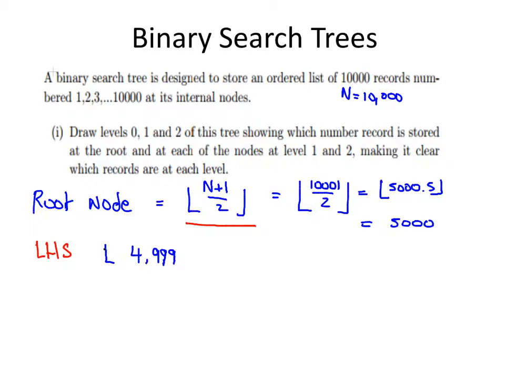So the 5,001 is not part of the left hand side subtree, and the other 5,000 are in the right hand side. In this case the floor function is 4,999 plus 1 all over 2. So essentially it's 5,000 divided by 2, and that works out to be 2,500.